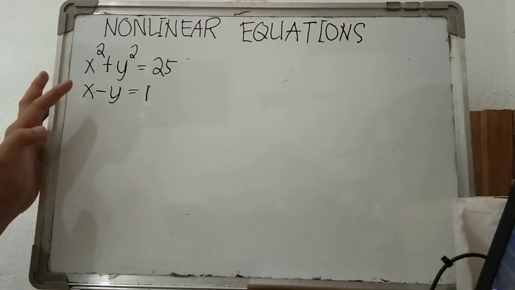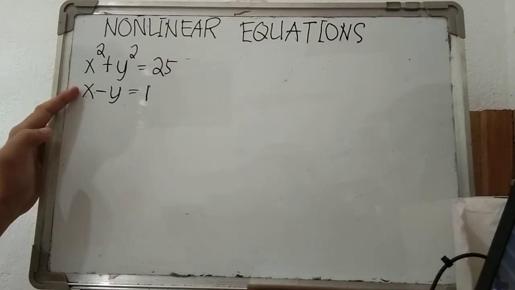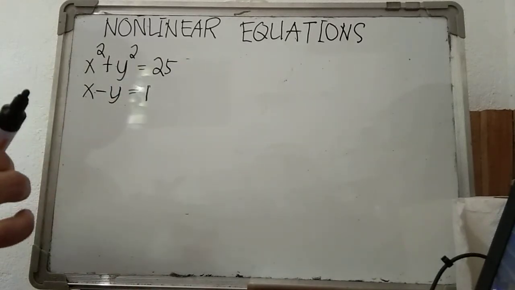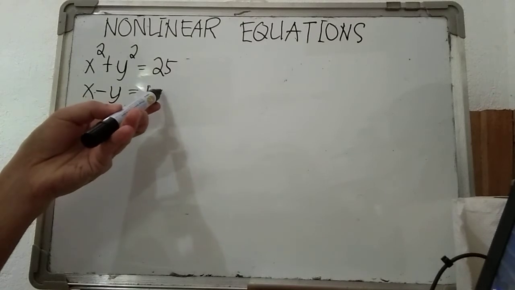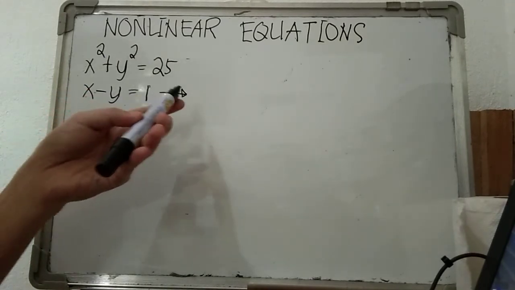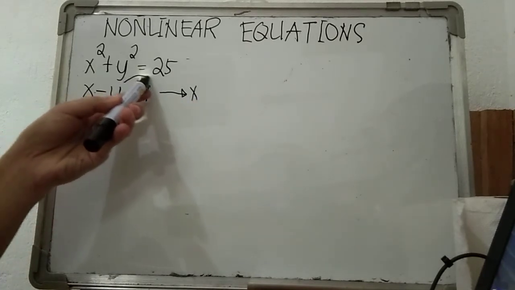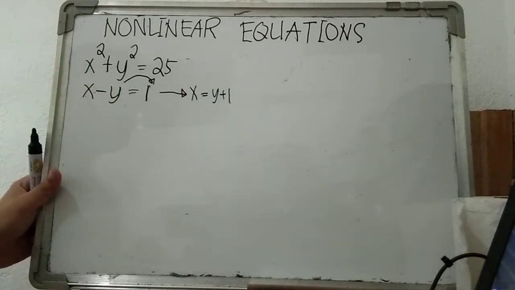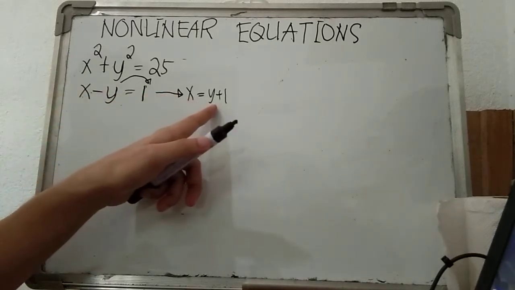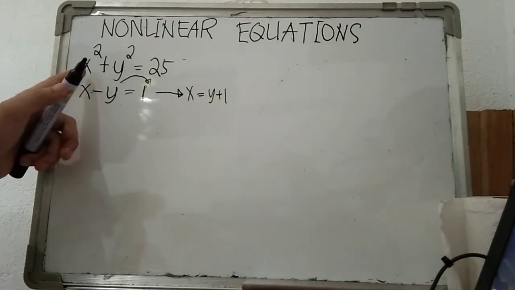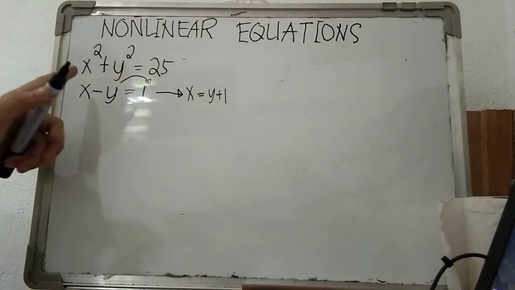How to do that? In this case, we are going to find our solution set by the substitution method. Now, first thing to do is that we are going to manipulate the linear equation. We are going to transpose negative y to the right, so this will become x is equal to y plus 1. Now at this point, our x is equal to y plus 1, and this is now the value that we are going to substitute on our x variable from the first equation. That's why this is called a substitution method, because we are substituting.